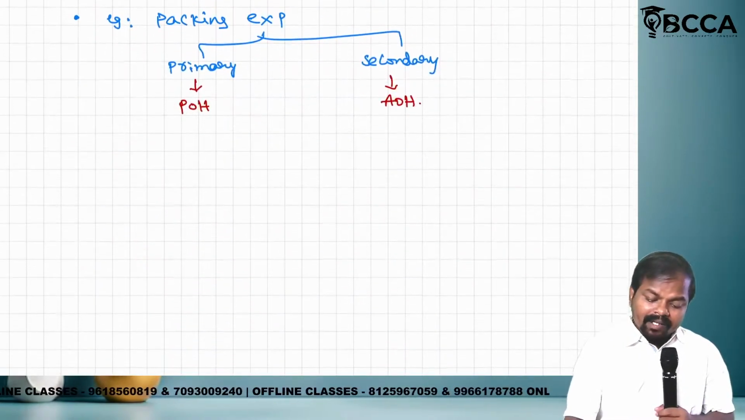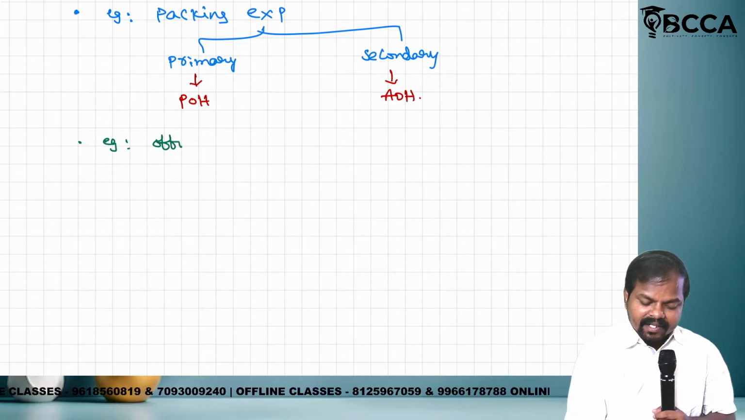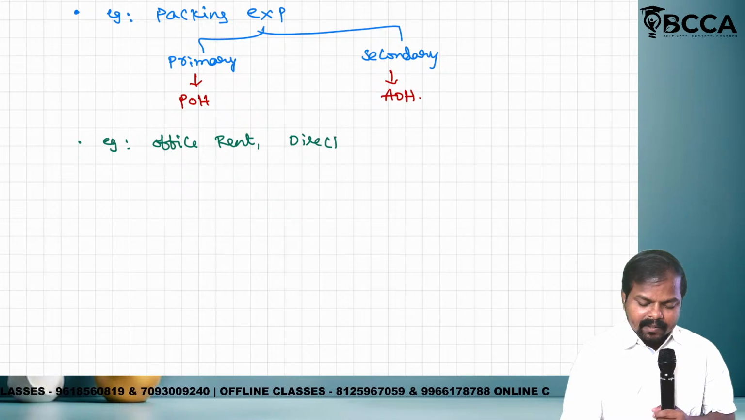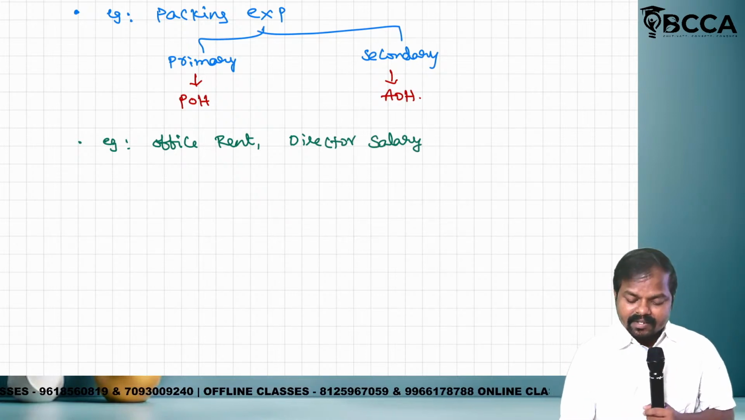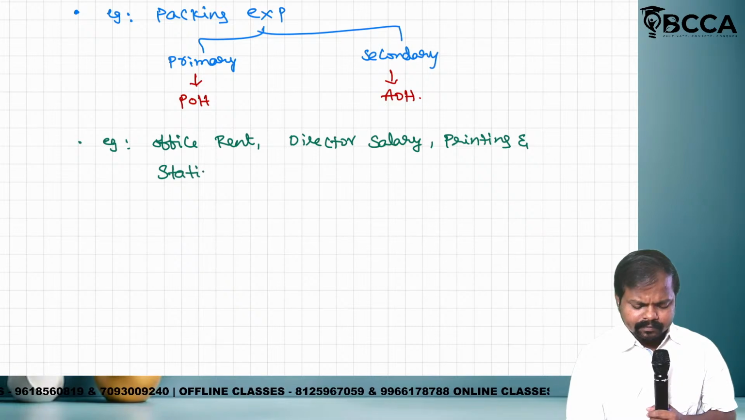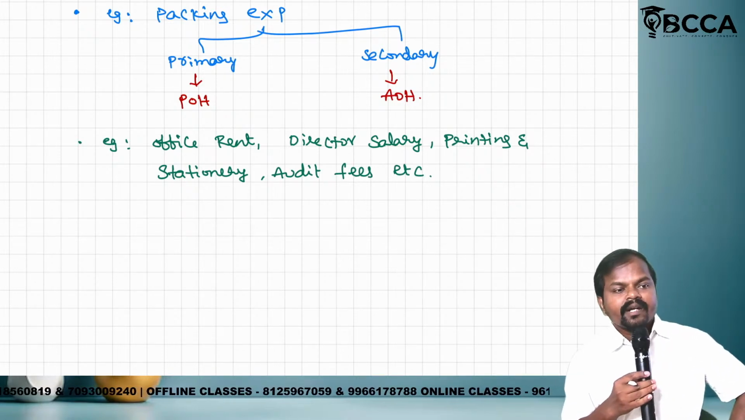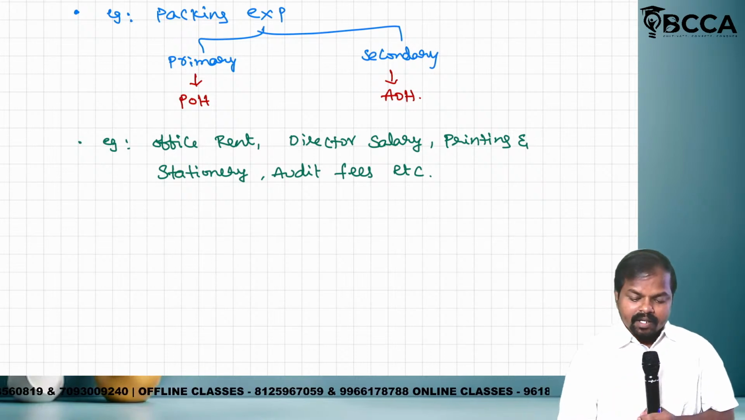Now, what are the examples for administration cost? Office rent, director salary, printing and stationery, audit fees, etc. Is it clear?